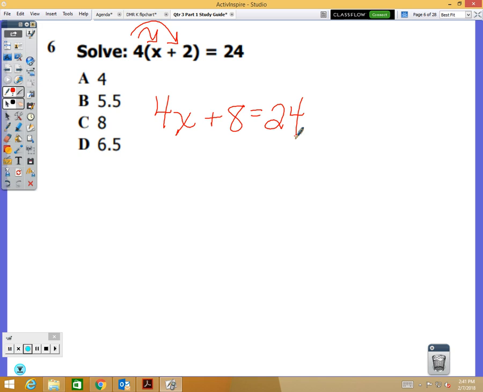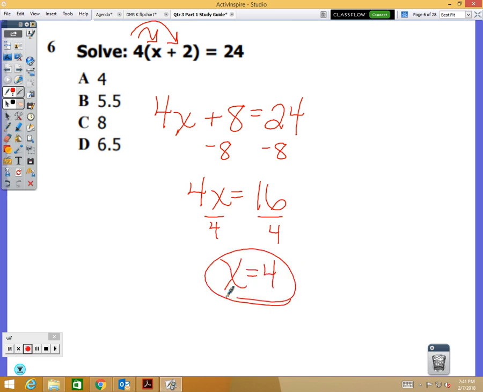Minus 8. So 4x equals 16. And then last step, dividing by 4, x equals 4. So looking over here, that is choice A. Any questions about number 6?